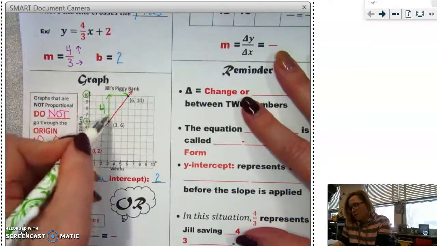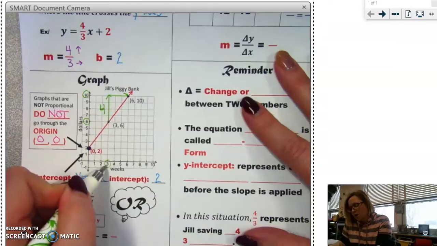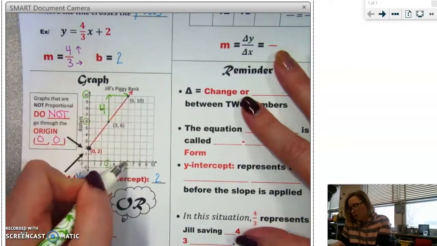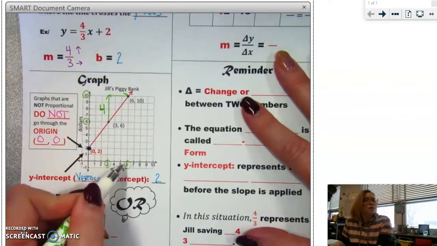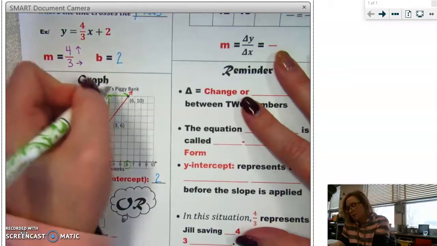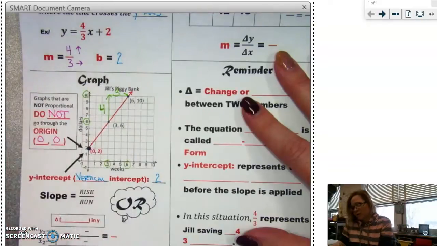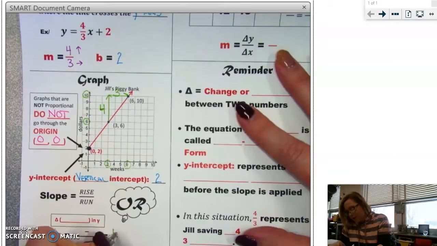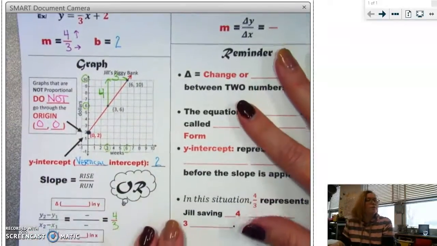And then how far we're running, look at our scale again. We start at the 3, and we're going to the 6. So to go from 3 to 6, we would add, 6 minus 3 is 3. So that'd be plus 3. So our slope should be 4 over 3. That's what we're looking for down here.